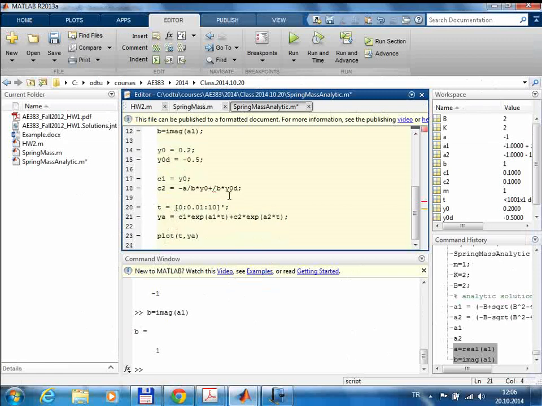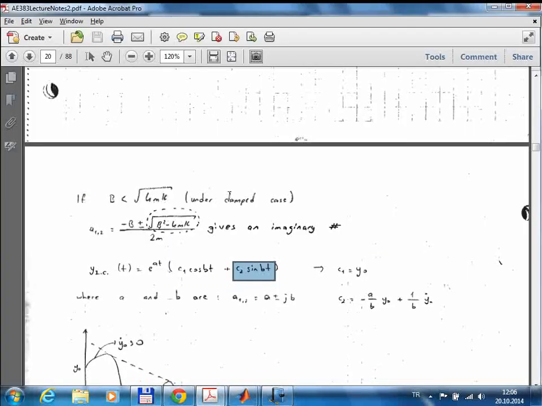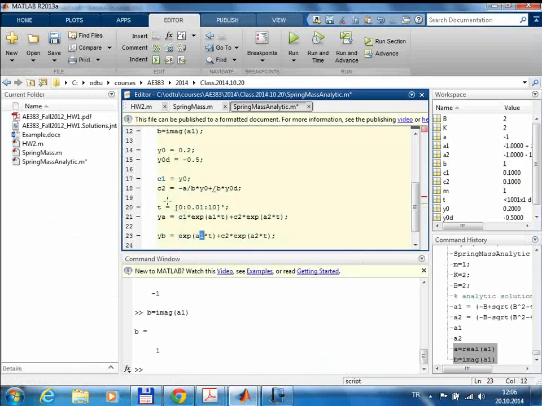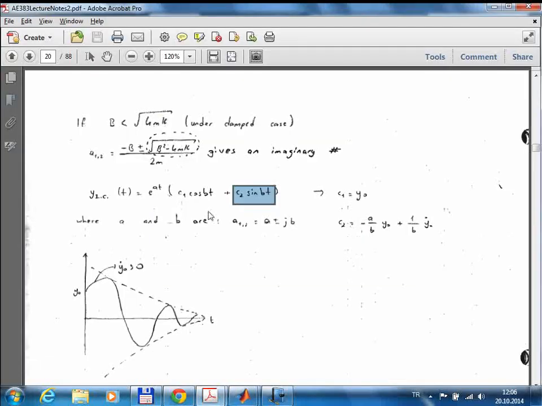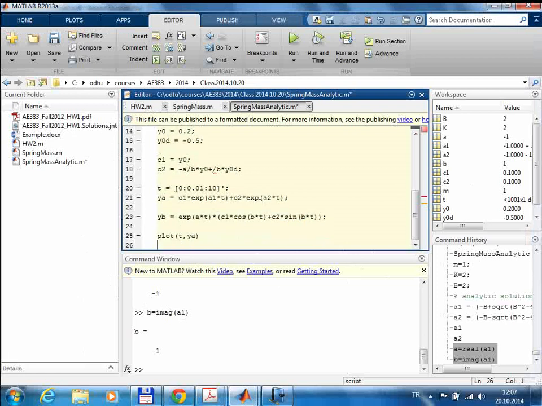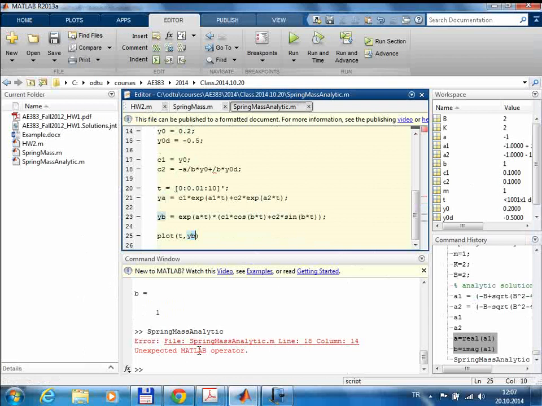And now my solution, so let me call this YB, is E to the power A T times C1 times cosine B T plus C2 times sine B T. Okay, so this is the response for the second condition. It should be 1 over B, right?